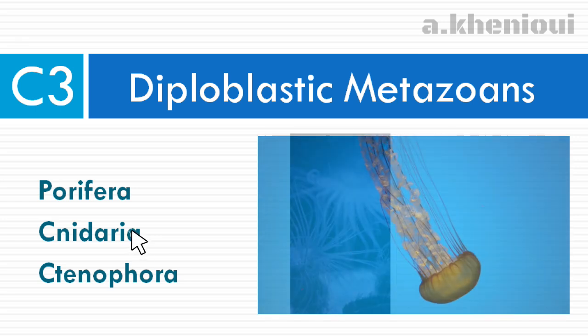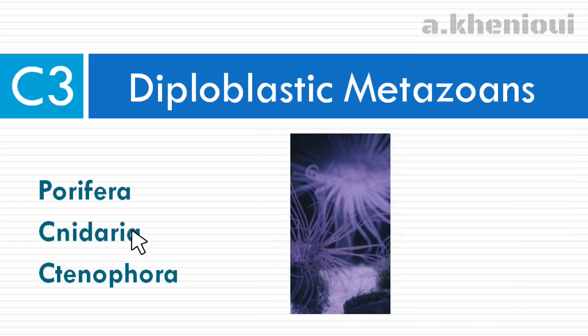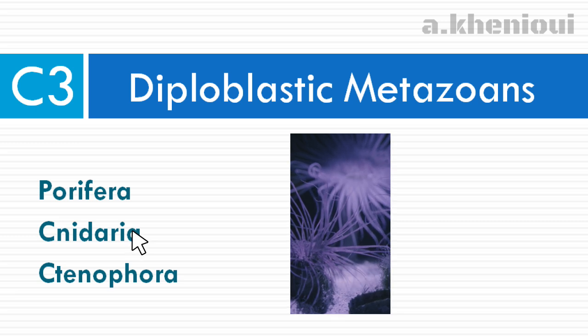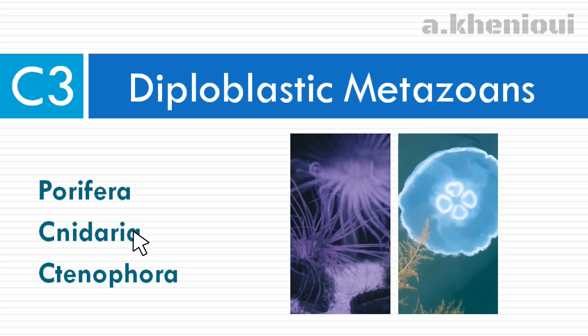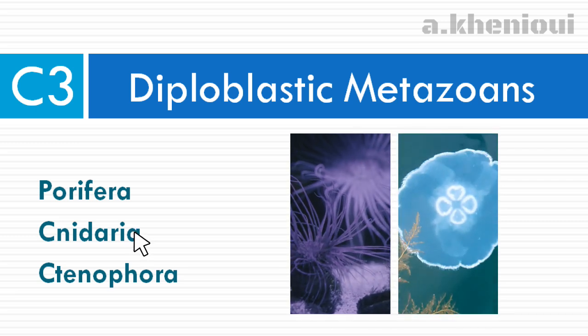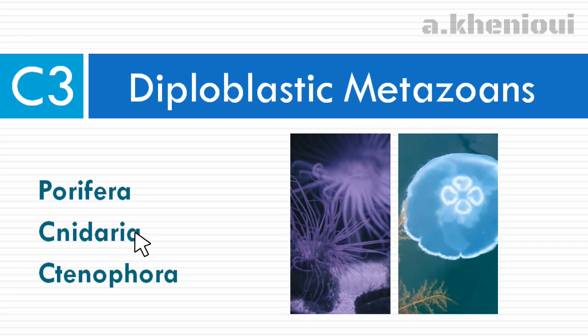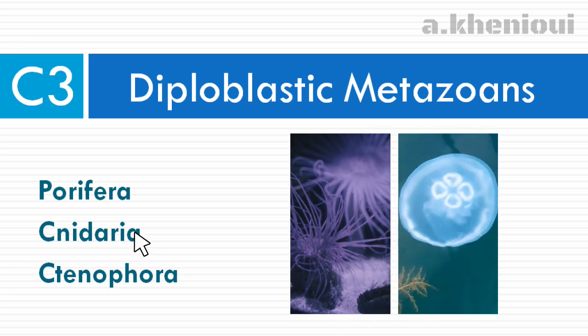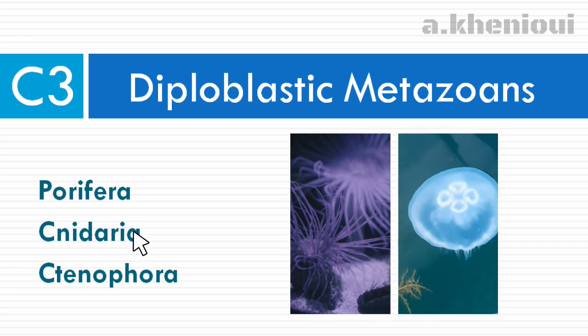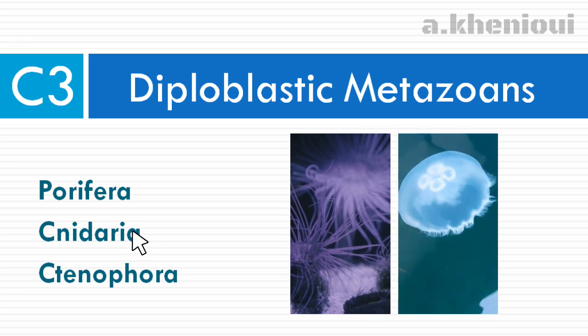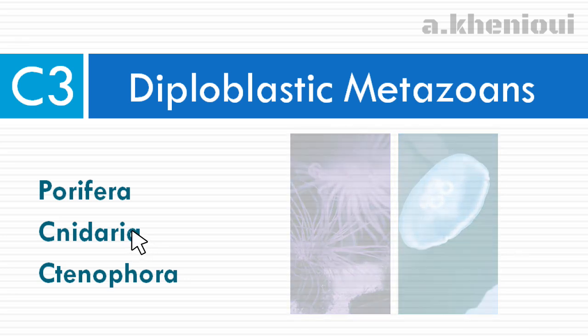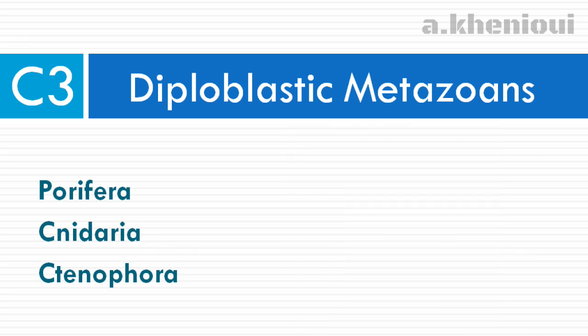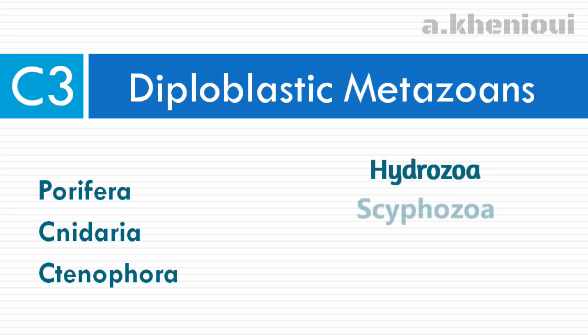They exist in 2 different forms: the sessile form with the body attached to a substrate called polyp, and the free-swimming form called medusa. Some species exhibit only one form, while others alternate between both forms during different stages of their life cycle. They are subdivided into Hydrozoa, Scyphozoa, and Anthozoa.